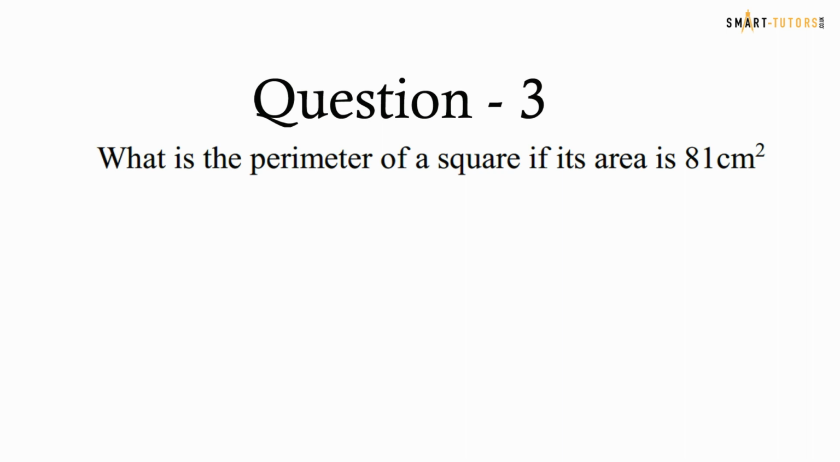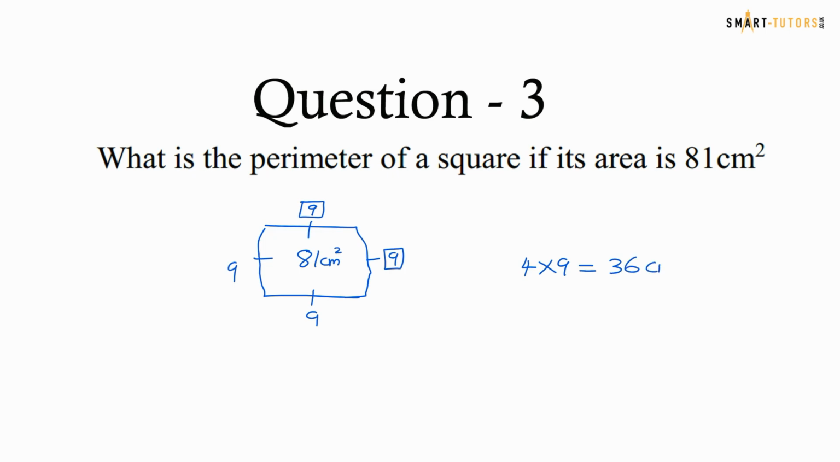Question number 3. What is the perimeter of a square if its area is 81? So square, the area is 81 centimeter squared, means some number times by another number is 81. Square means all 4 sides are equal. We know that one. So 9 times 9 is 81. So all 4 sides are equal. So 9 times 4 is 36 centimeter is the perimeter. That is question number 3.